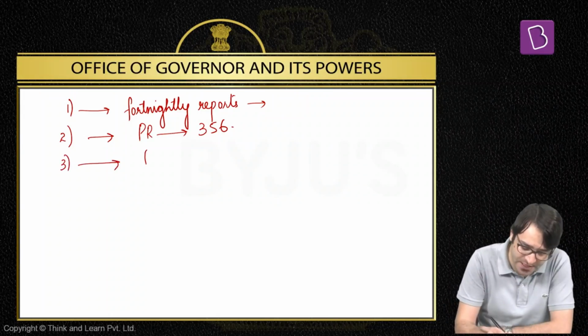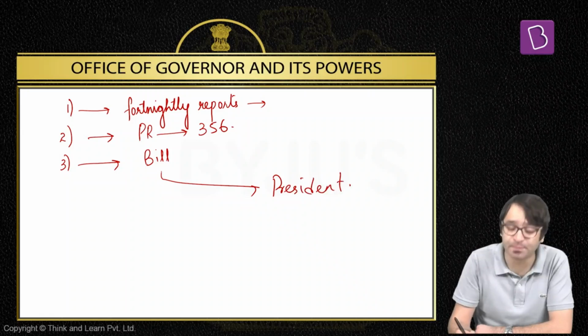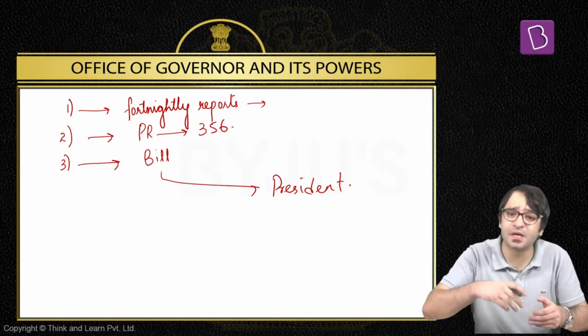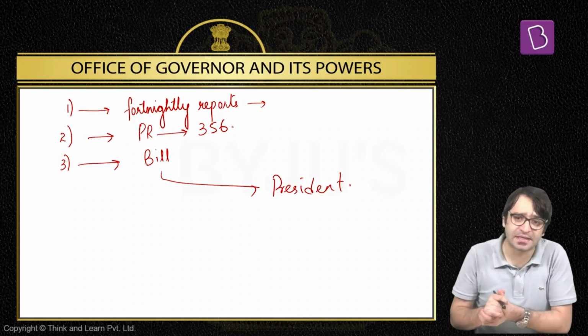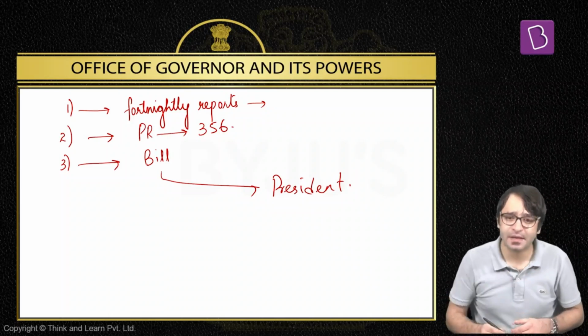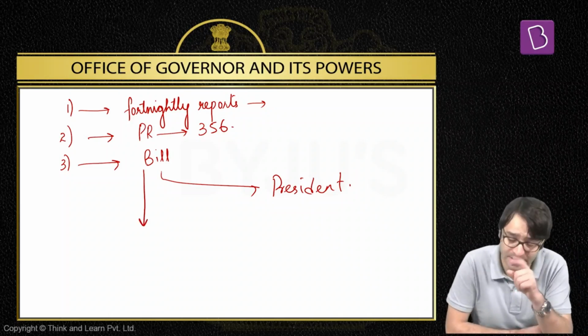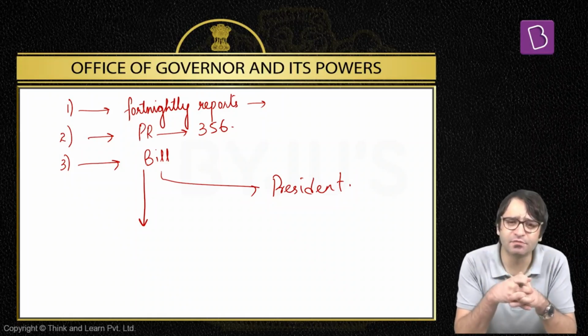The governor can reserve any bill for the consideration of the president. That is his discretionary power. The governor can even reserve a money bill for the consideration of the president, and the president enjoys absolute veto over such bills. But there is one constitutional obligation. Remember this carefully. The governor can reserve any bill for the consideration of the president, including a money bill.